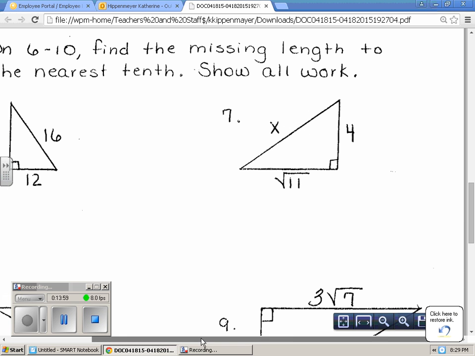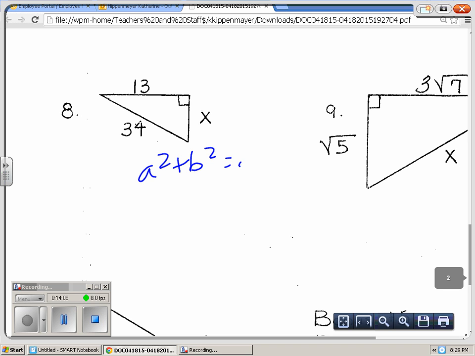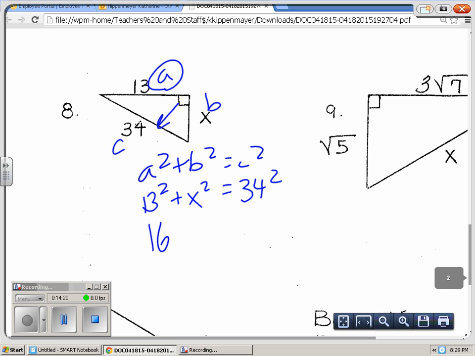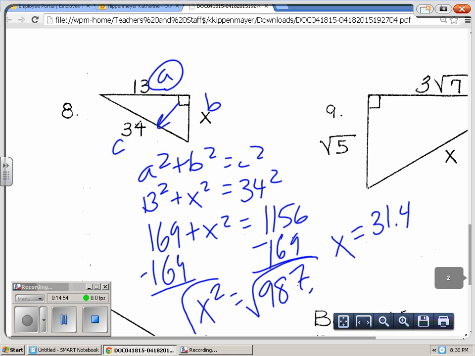All right, let's look at number 8. I'm going to try to do this one a little bit faster. c is 34. We'll make b x, and then 13 is a. So we have 169 plus x squared equals 34 squared, which is 1,156. Subtract 169 from each side, and then we take the square root. So x squared equals 987. Then you take the square root, skipping a step, and we get x equals 31.4. Number 9.